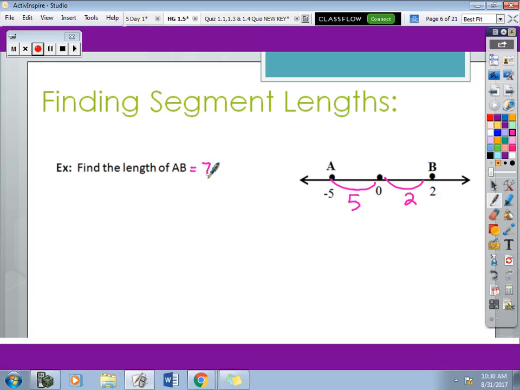Now, you also can subtract large minus small if you wanted to. If you didn't want to have to count 2, 0, and then over, you can do 2 minus negative 5. And the minus a negative becomes plus a positive, which then would add us back to 7. So you can subtract large minus small. Some students just forget to put the subtraction sign in there, so you would need to make sure you do.